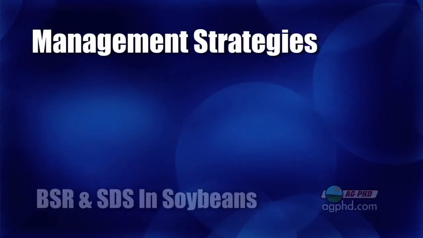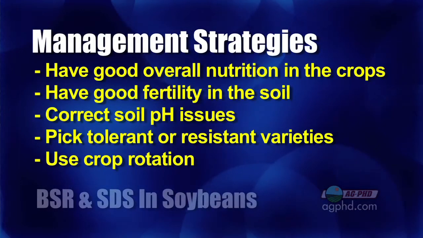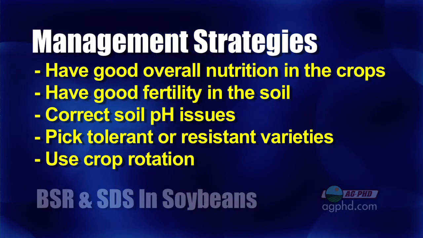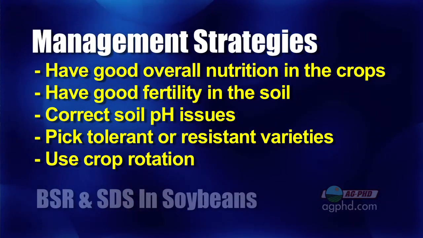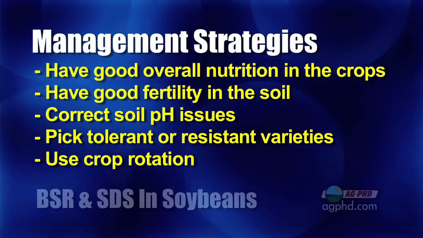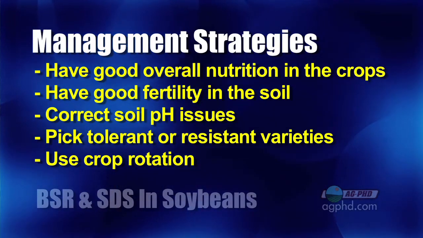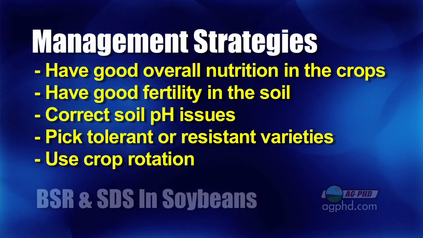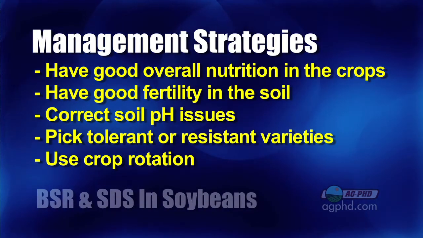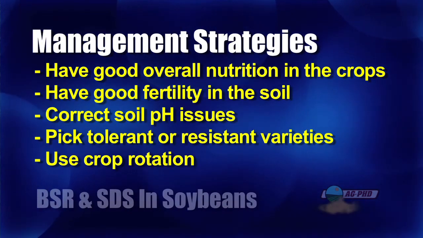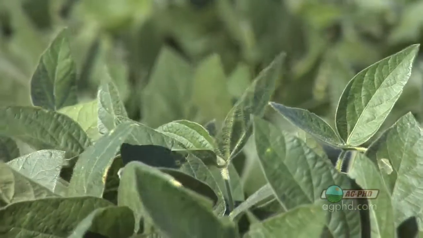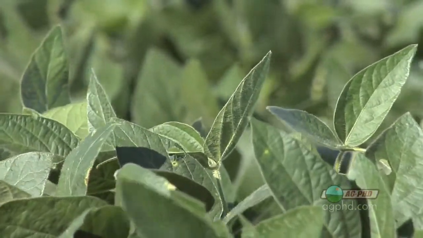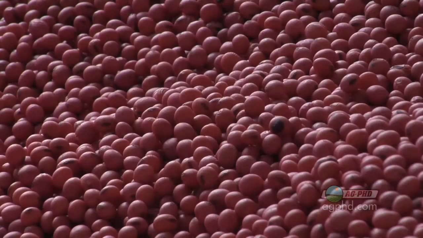So we've got a lot of management strategies for you. Have good overall nutrition in your crops, have good fertility, get the right soil pH. You want to do a good job in terms of picking varieties on the farm. Use crop rotation. If you only planted soybeans once every 3 years, for example, you would be less likely to have these problems than if you planted soybeans once every 2 years. There are just a number of things that you can do overall on the farm to prevent these problems from happening. And one other thing we haven't mentioned yet is treated seed.